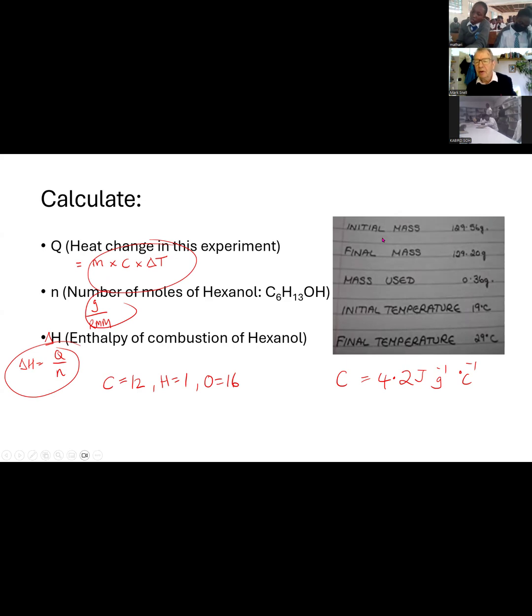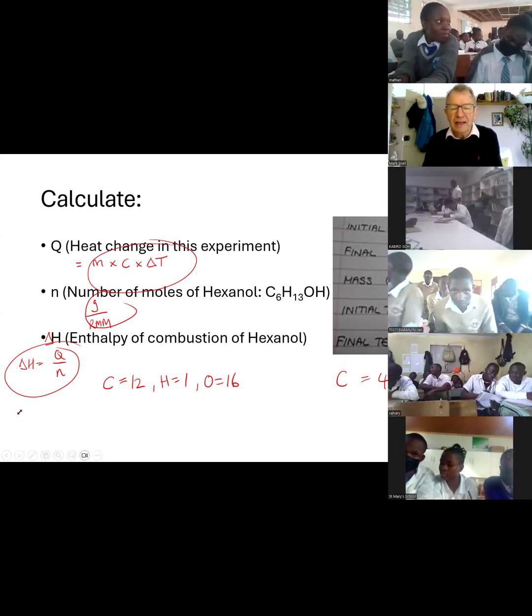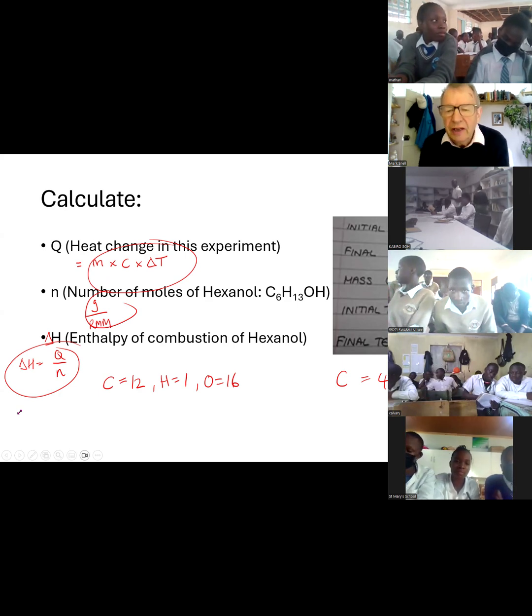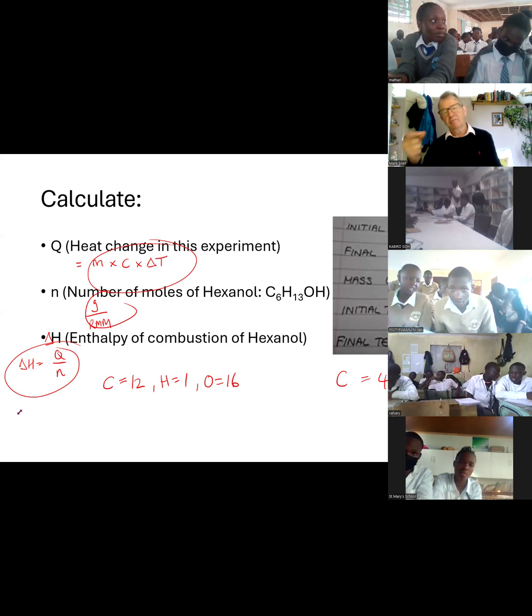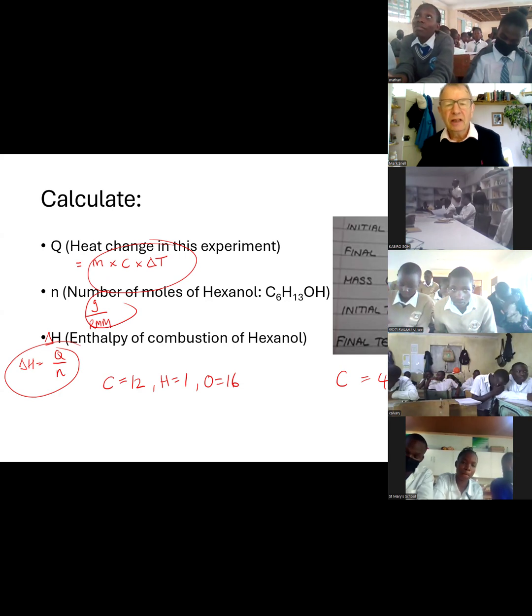I'd like to see everybody trying to have a go, because if you can get used to doing this sort of calculation, then when you get to the proper examination, you will find it easy. Honestly, you will find a question like this and you will think, I can do that. And then you will feel confident. So let us have a go.